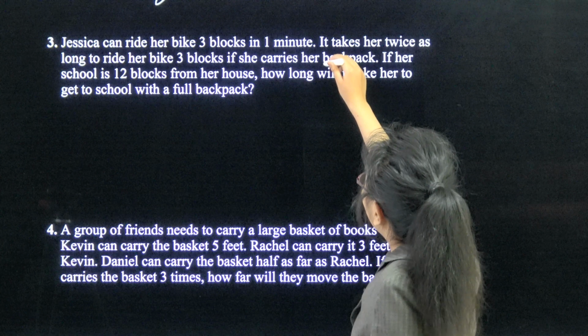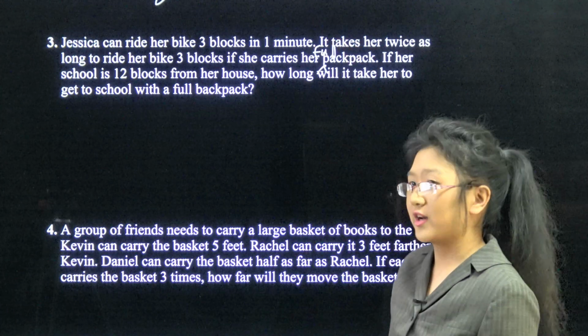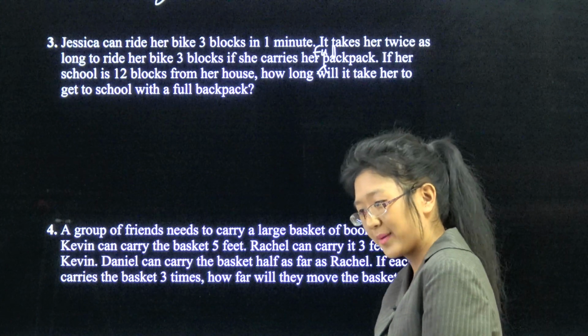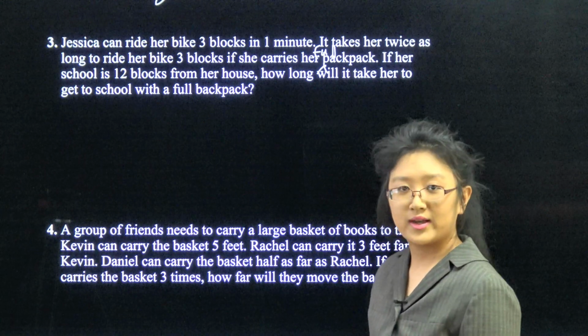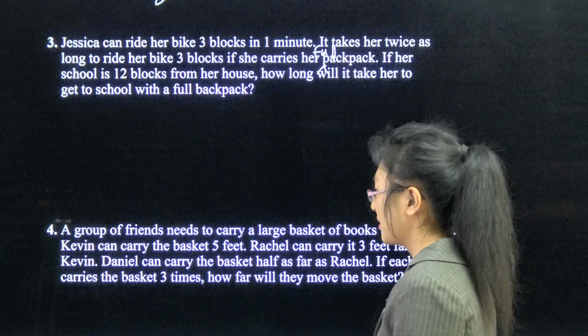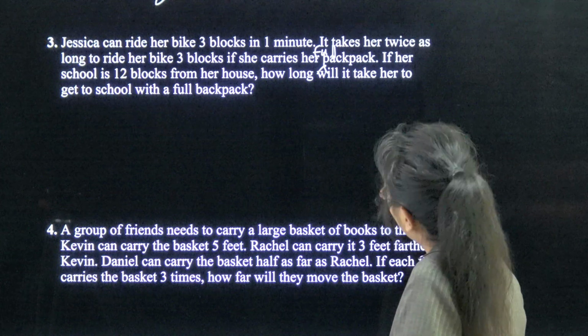Assuming that it takes her twice as long with a full backpack, because who knows, the teacher might try to trick you and go like, that's an empty backpack. Full backpack actually takes 3 times as long. But I mean, they might do that actually. But we're gonna assume.